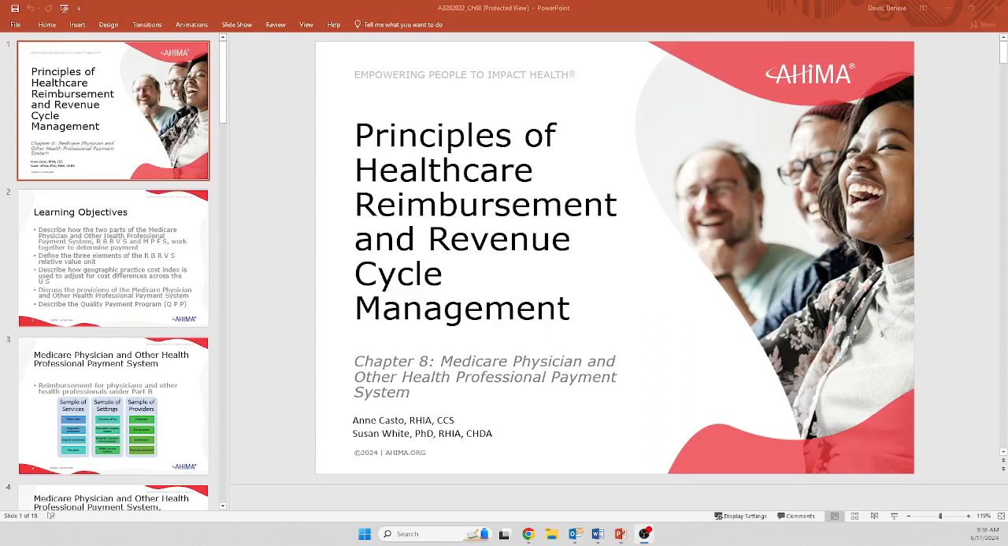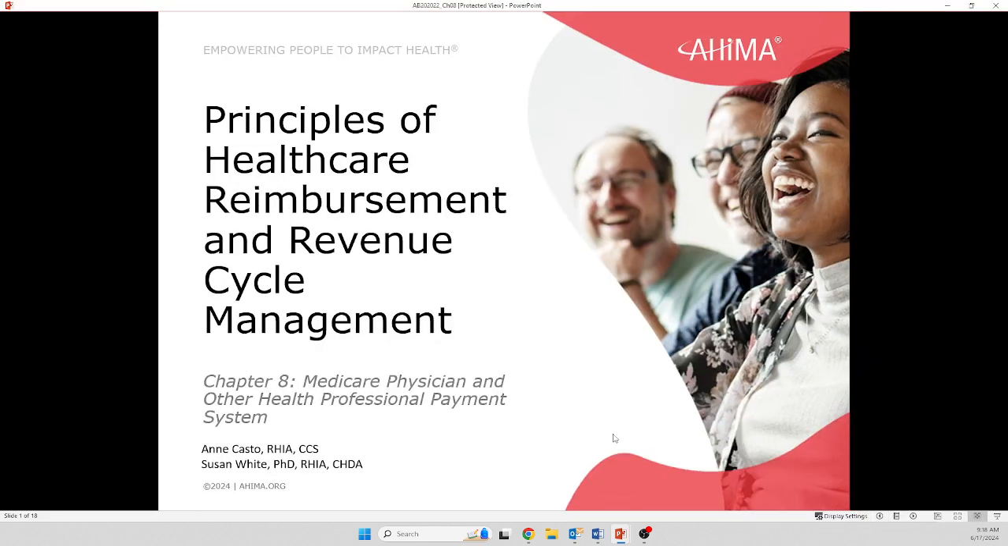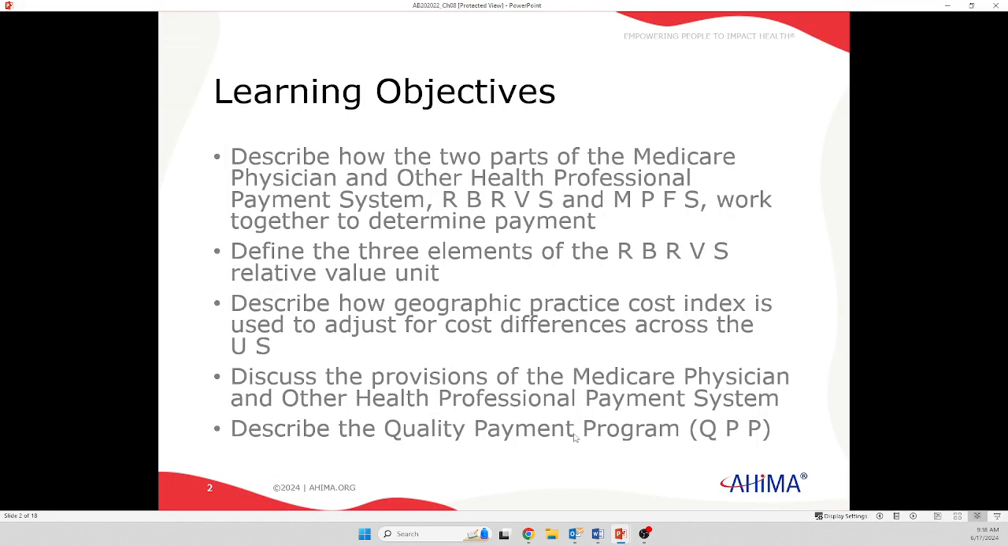Chapter 8 is Medicare, Physician, and Other Health Professional Payment Systems. So in this chapter, we are going to be talking about a couple of other professional payment systems that we have.